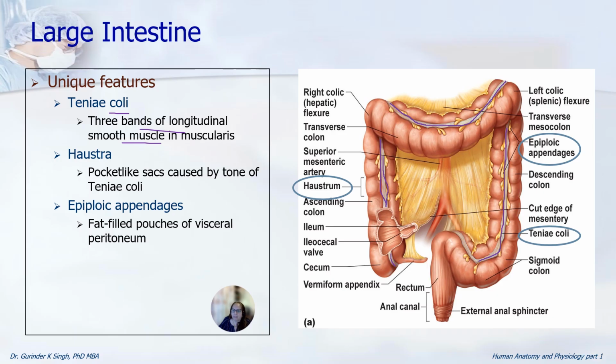And then it has these little beaded structures, which are pocket-like sac structures. This is known as the haustrum, or the plural is haustra. And then we have these tiny fat-filled, membranous tiny sacs. These are known as the epiploic appendages. Nobody knows what their function is. But these are the unique features of the large intestine.